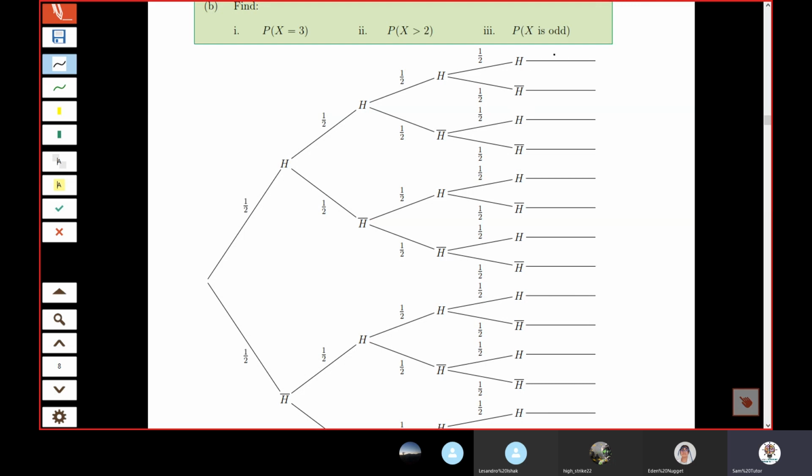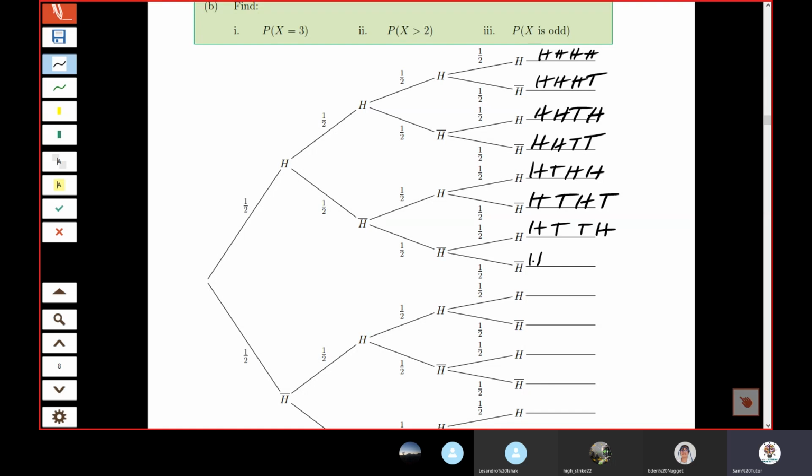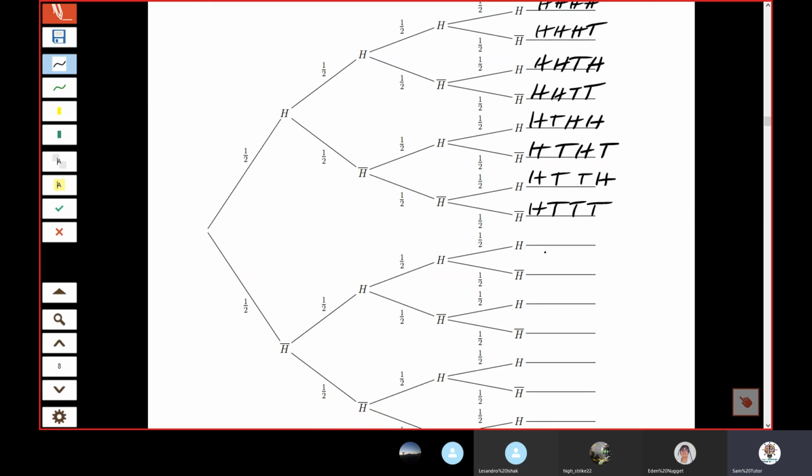So you could have had head, head, head, head. You could have had head, head, head, tail. You could have had head, tail, head. All right, I'm just going to stop talking for a second and write all of this down. And then the same thing here.